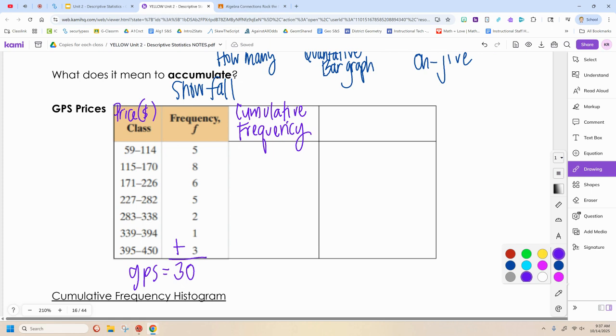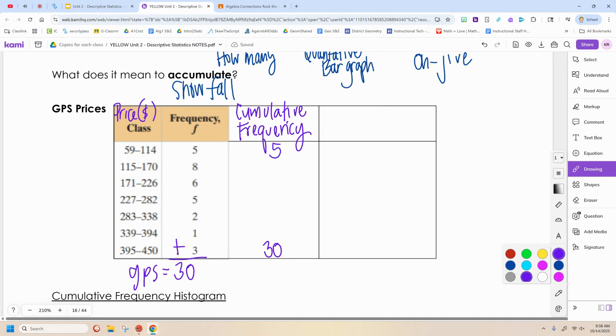All right. And remember that the last bar is going to be all of them. It's going to be 30. So essentially, we can also say that the interval for that last class is 59 to 450, but we typically do not change the intervals. We just say that it's a cumulative frequency histogram with the knowledge that we're stacking for a reason. Okay, so we still have the same numbers lined underneath. Okay, so how do we stack? That's not that difficult. So this first one, from 59 to 114, we still have just 5.